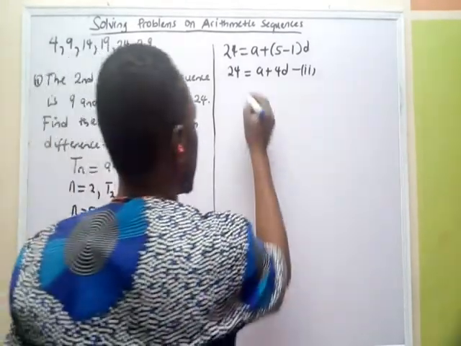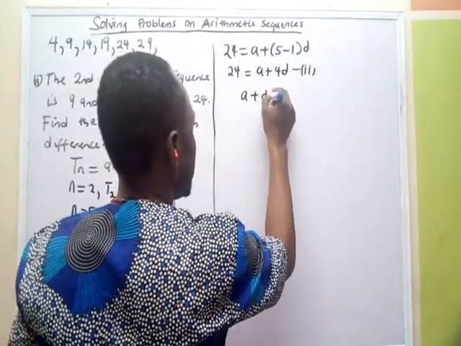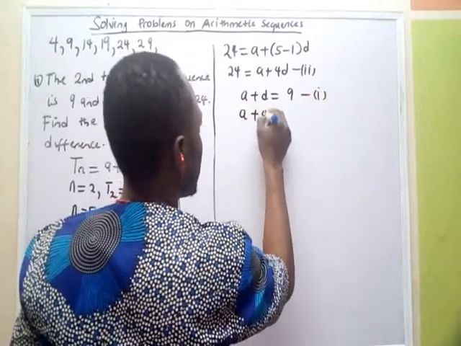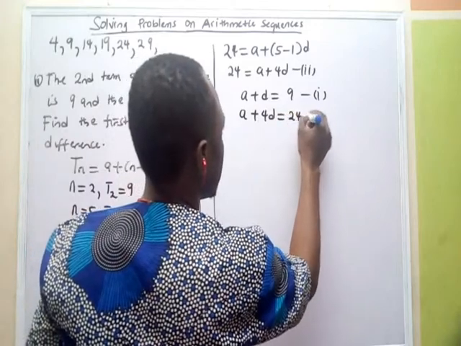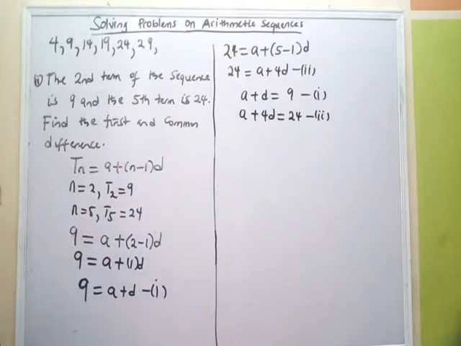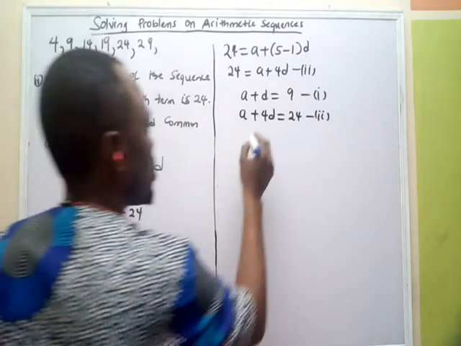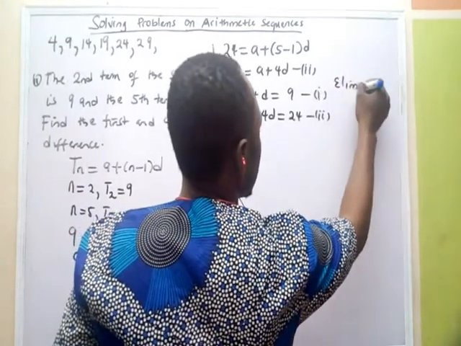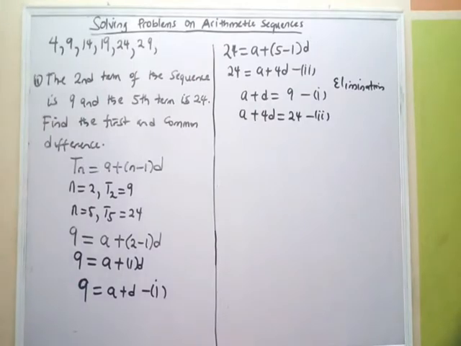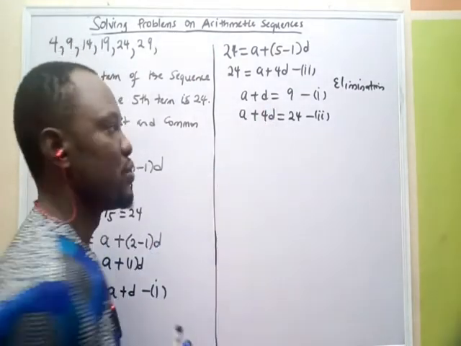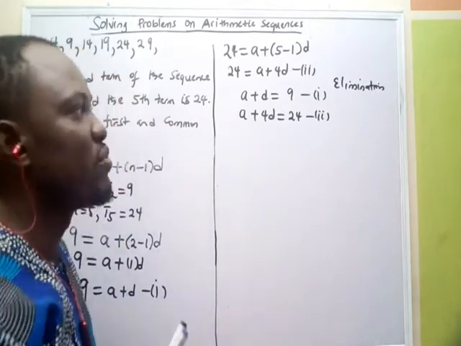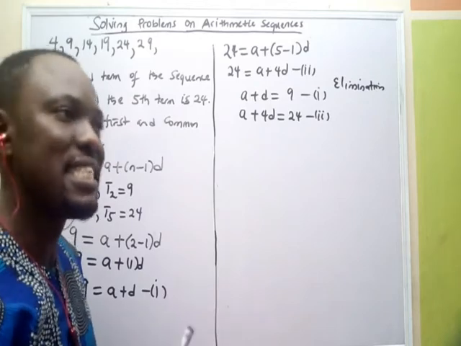So I'm going to bring equation 1 and 2. a plus d equals 9 from equation 1. a plus 4d equals 24 from equation 2. Now we have simultaneous equations. We're going to solve this by a method called elimination. The word elimination means to get rid of something. Now we have two variables, a and d. We want to get rid of one of the variables. In order to do that, we must ensure that they are identical.